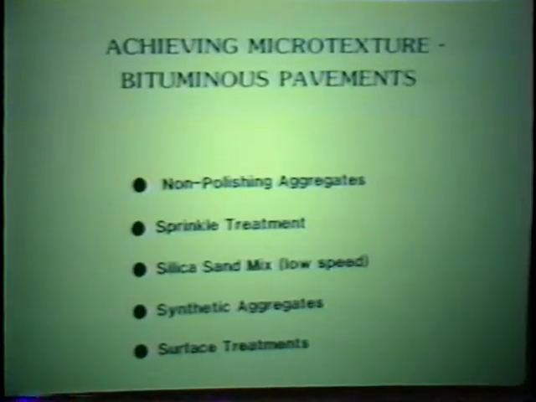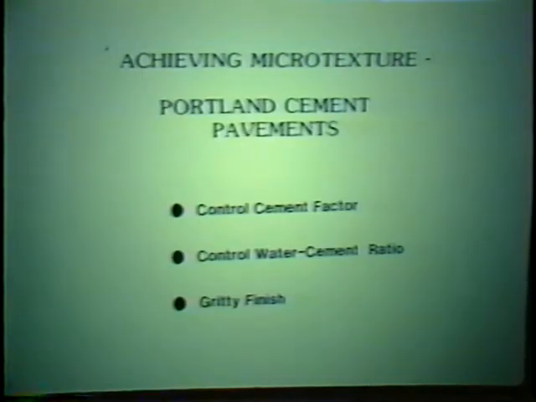Microtexture can be achieved most effectively in an asphalt pavement through a good quality non-polishing aggregate. If such aggregates are too expensive to include in a total mix, they can be provided on the surface by sprinkle mixes or surface treatments. In concrete pavements, microtexture is provided through mix design, quality aggregates, and construction controls.